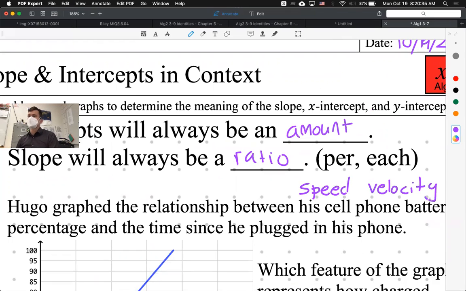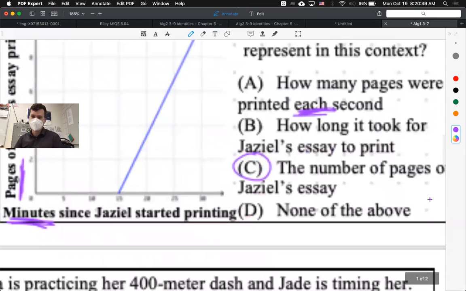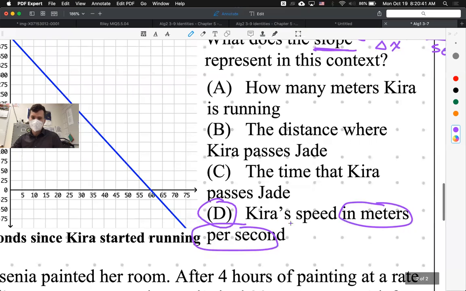Those are all words that mean slope. So when I come back down here, I saw the word, a little bit further. When I see the word speed, that automatically indicates to me, hey, that's talking about slope. I didn't even need to have the correct units, meters per second.